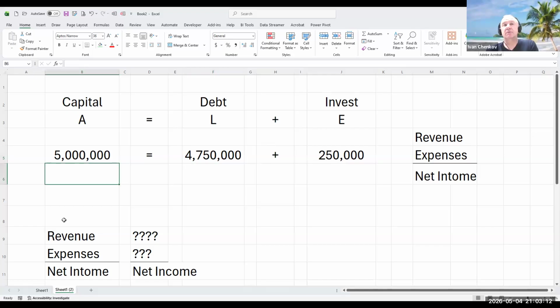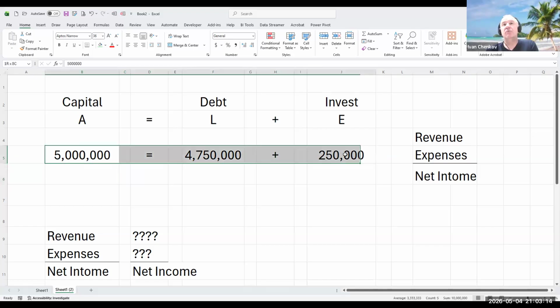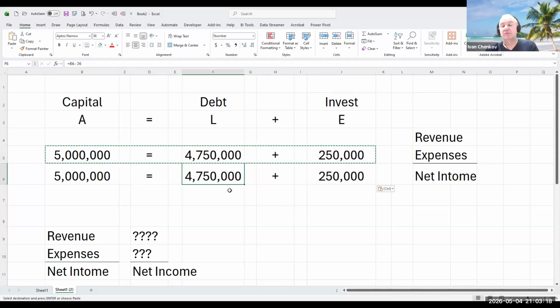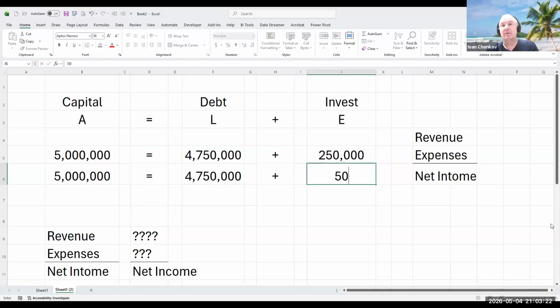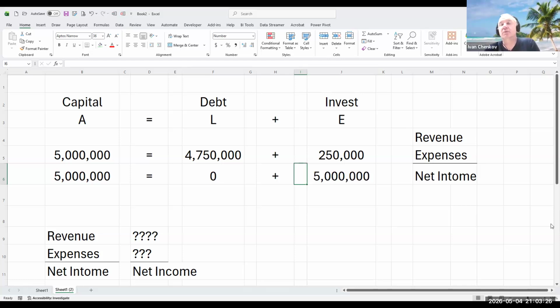Ideally, what do you want? Ideally, I want this equation to look like this: this one to be 5 million here, and this one to be 0. That's what I want. How can I make it?